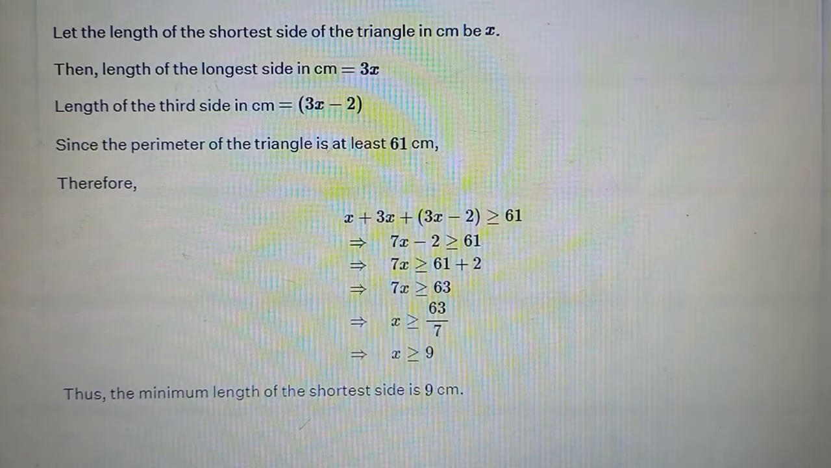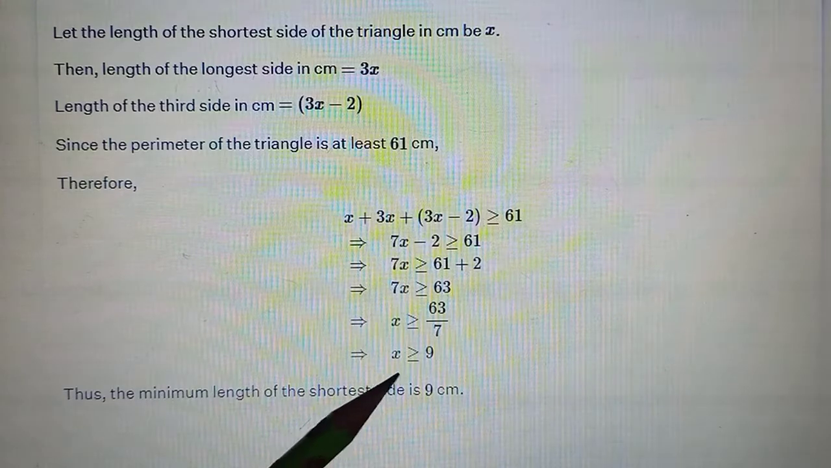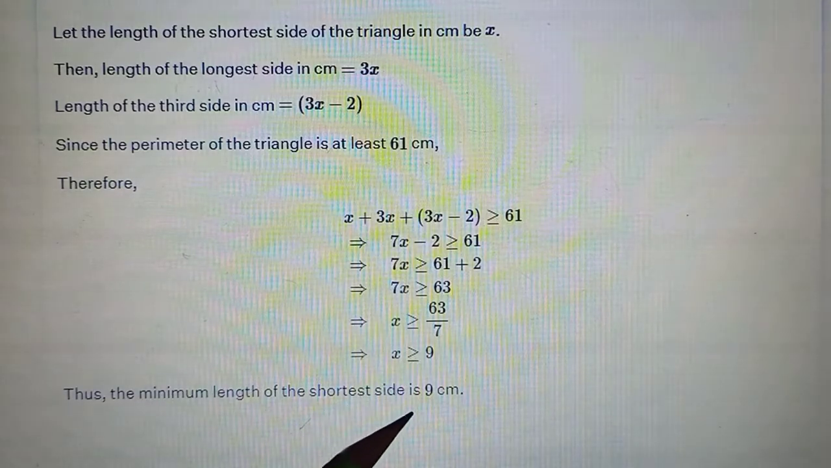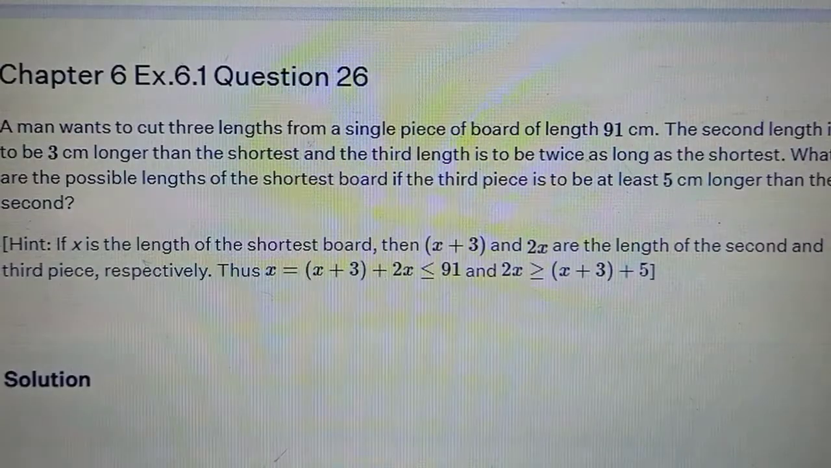Now we were asked what is the minimum length. So x can be anything more than 9 but not less than 9. So the smallest value of x would be 9. The minimum most value is 9. Right? So that is how you have to solve them.